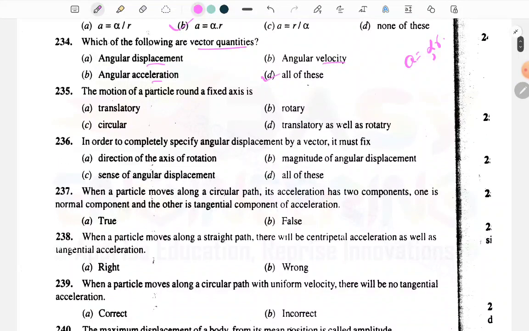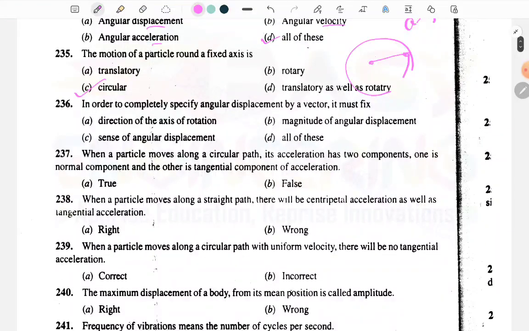Motion of a particle round a fixed axis is what? Here is one rope, and now it is moving like this. So what motion does it have? Obviously circular. In order to completely specify angular displacement by a vector, it must fix all of this. 236 is D, all we need.